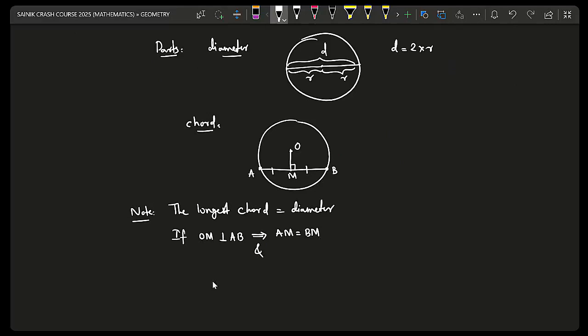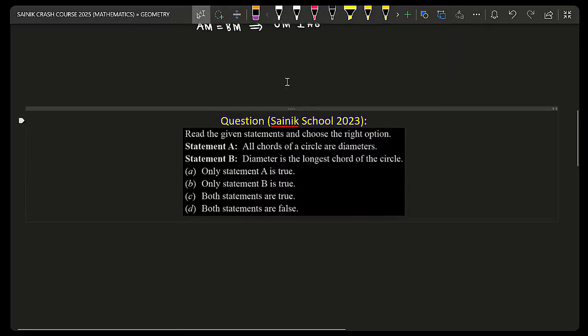That means AM is going to become equal to BM. Converse also true. That means first you select the midpoint of AB so that AM is equal to BM. Just connect O to M. Then you are going to get OM perpendicular to AB. So both are true. From the center, if you drop a perpendicular, it will bisect the chord. Or you select the midpoint of the chord and connect to the center, that line will be perpendicular to the chord. Both are true. So this is about chord. And next, after chord, we are going to discuss more parts of the circle.